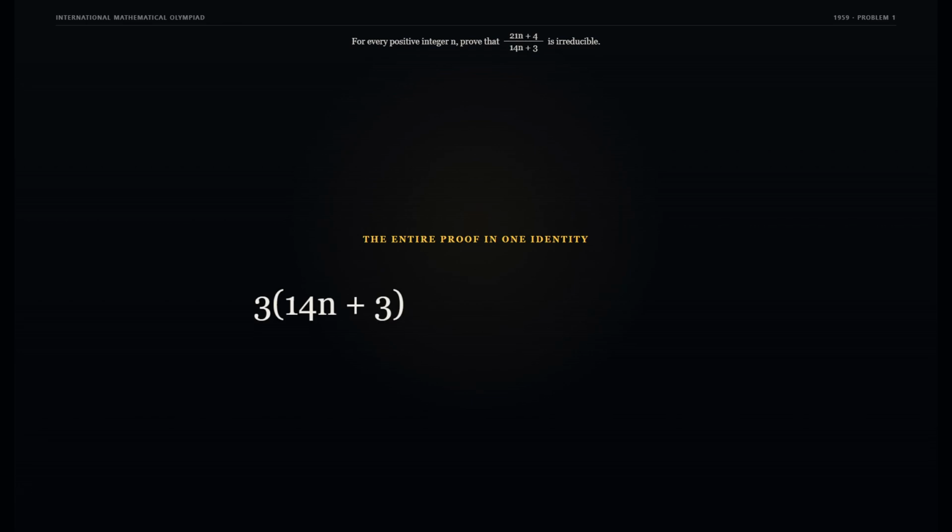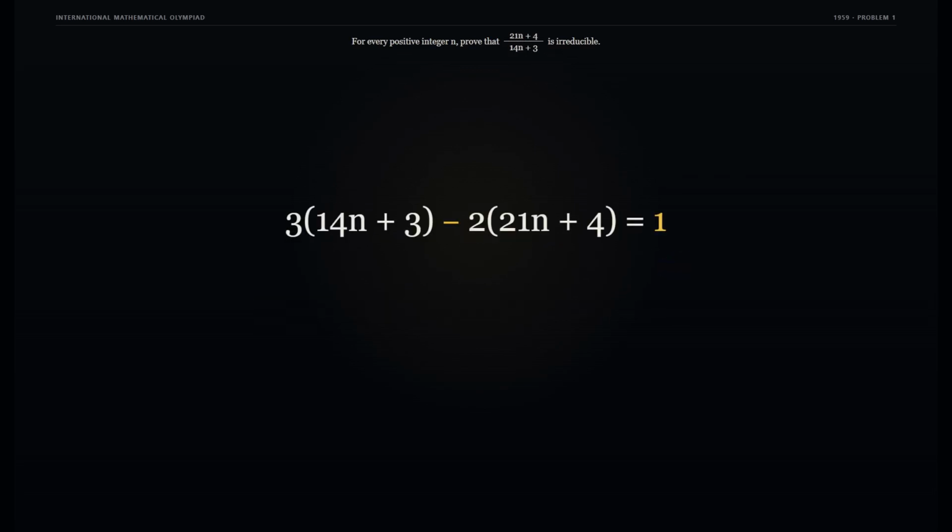The entire first proof can be compressed into one identity: 3(14n + 3) - 2(21n + 4) = 1. Any common divisor of 21n + 4 and 14n + 3 must divide the left-hand side, so it must divide 1. That one identity proves the result for every n.